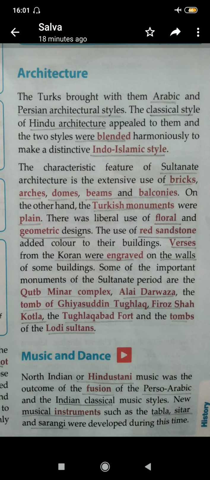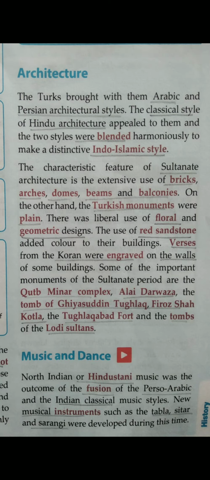The blending together of these two styles, the Hindu architecture and the Arabic and Persian architectural styles, led to the emergence of a new distinctive style, the Indo-Islamic style. So the Indo-Islamic style is the fusion of the Hindu architecture and the Arabic and Persian architecture. The characteristic feature of Sultanate architecture is the extensive use of bricks, arches, domes, beams, and balconies.